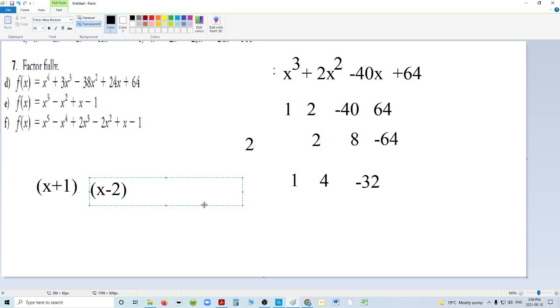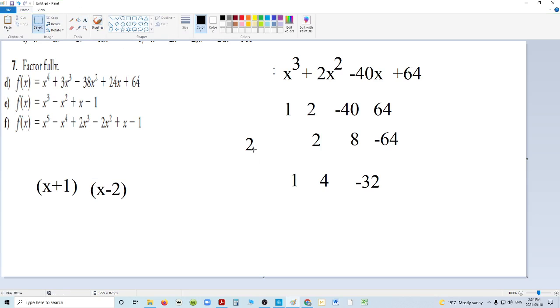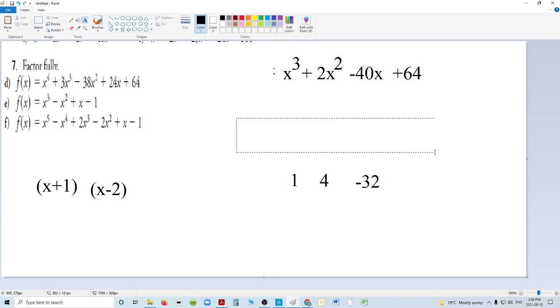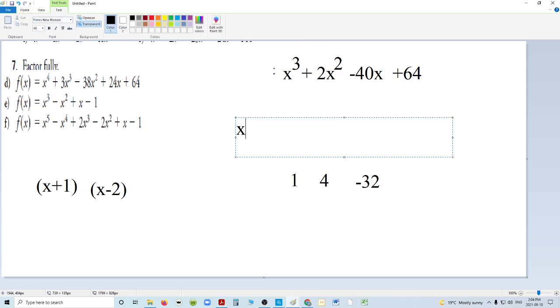So synthetic division is actually much faster than plugging it into the formula and has a lot less errors. And finally I'm left with x squared plus 4x minus 32.